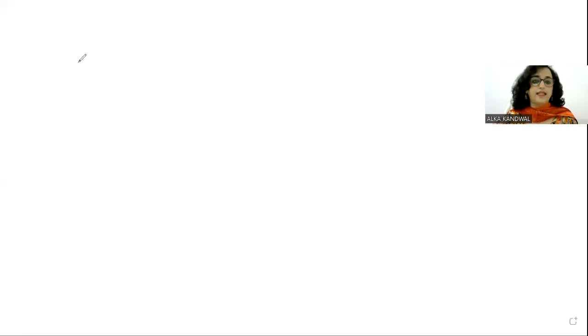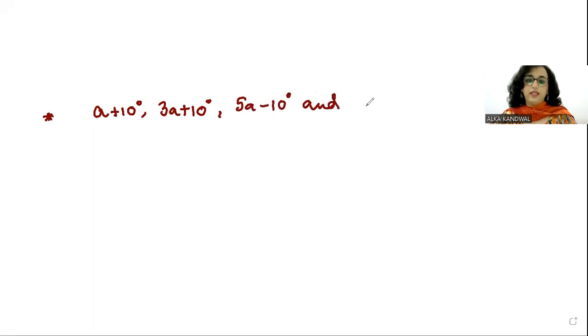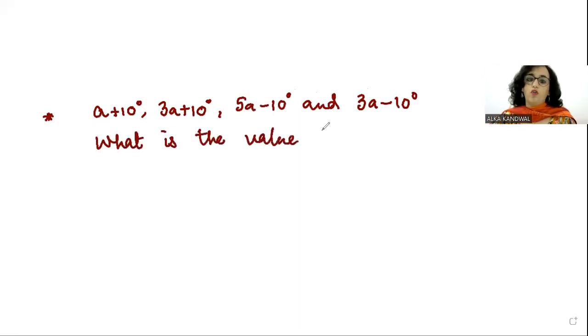So let us start with the first question of the day. It is said that the four angles of a quadrilateral are given in terms of A. For example, A plus 10 degree, 3A plus 10 degree, 5A minus 10 degree, and 3A minus 10 degree. They are the angles of the quadrilateral. We need to find the value of A. What will be the value of A?